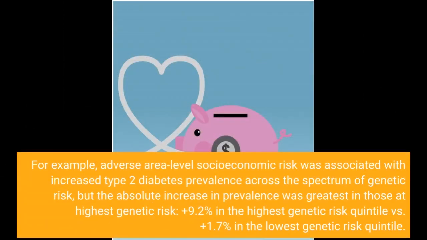For example, adverse area-level socioeconomic risk was associated with increased type 2 diabetes prevalence across the spectrum of genetic risk, but the absolute increase in prevalence was greatest in those at highest genetic risk, plus 9.2% in the highest genetic risk quintile versus plus 1.7% in the lowest.